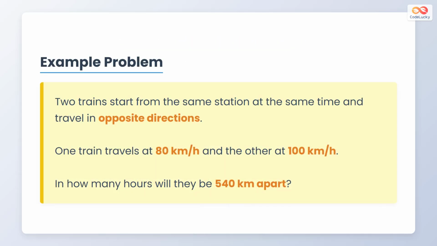Let's try a problem. Two trains start from the same station at the same time and travel in opposite directions. One train travels at 80 kilometers per hour and the other at 100 kilometers per hour. In how many hours will they be 540 kilometers apart?